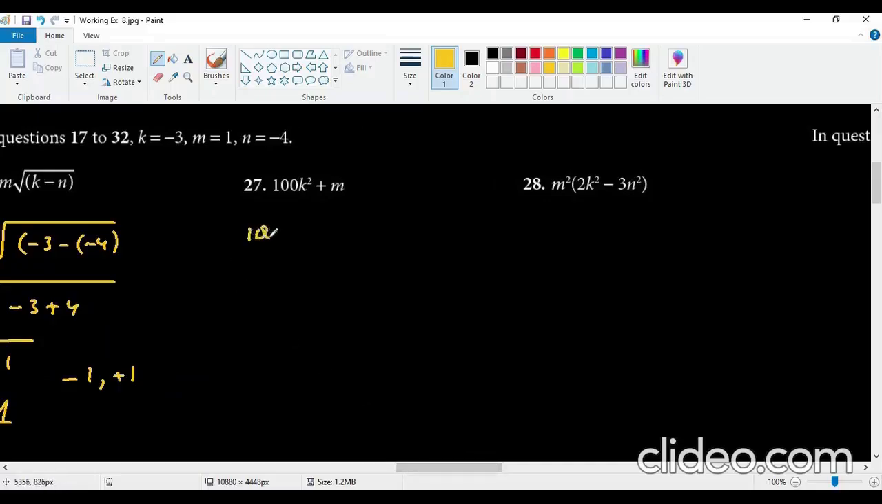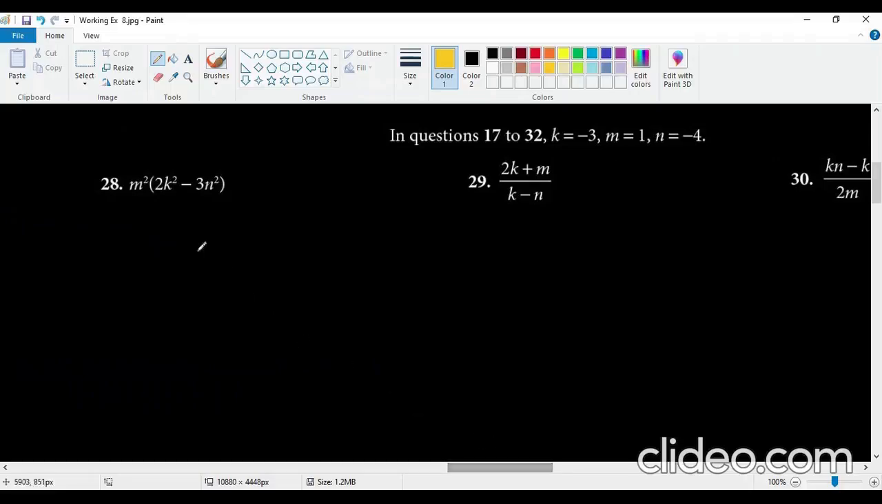Now comes 27. In here, 100 is multiplied by the value of minus 3 squared. M value is 1, and 100 is multiplied by 9 plus 1. So 901 is going to be your final answer.